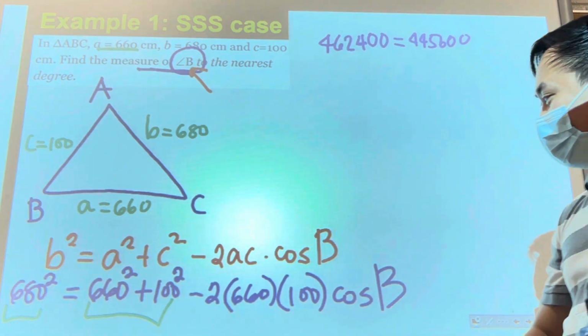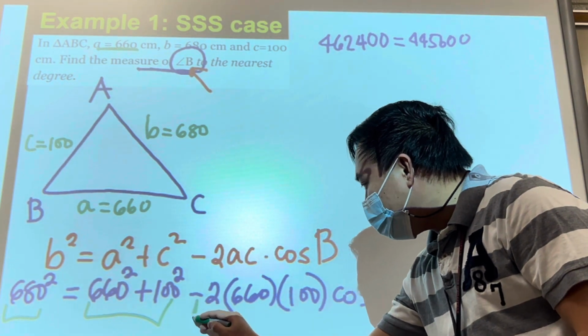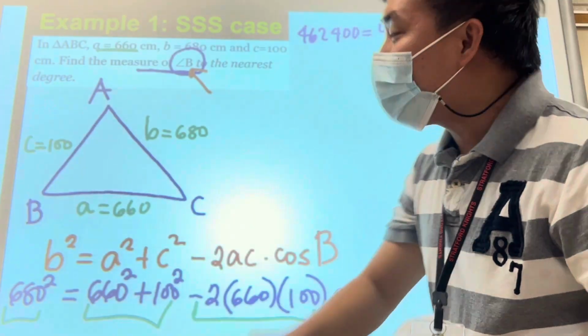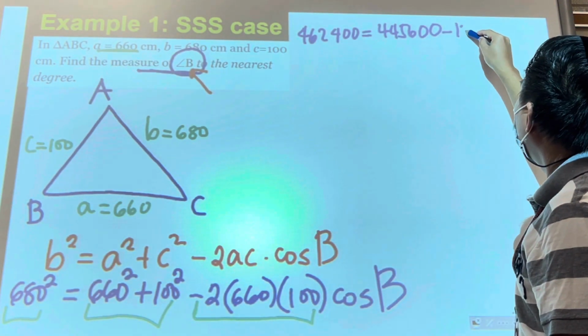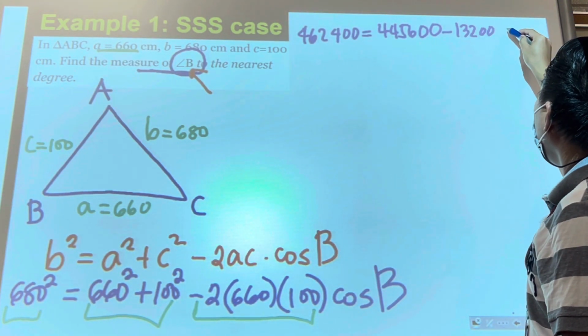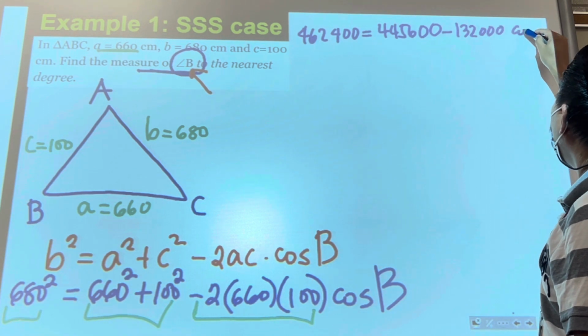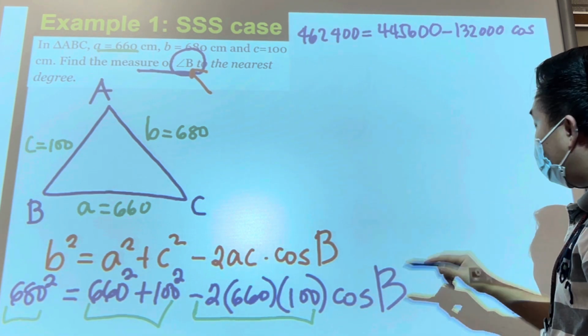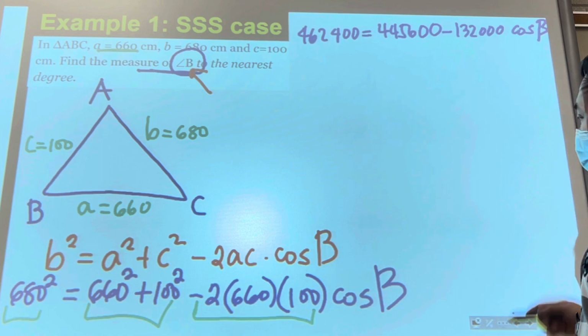And then you can simplify negative 2 times 660 times 100, which gives 132,000, and then negative cosine B.